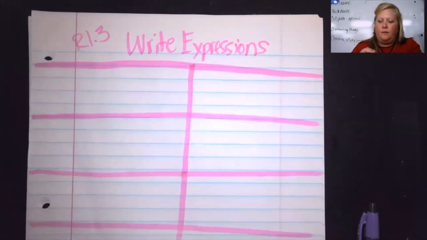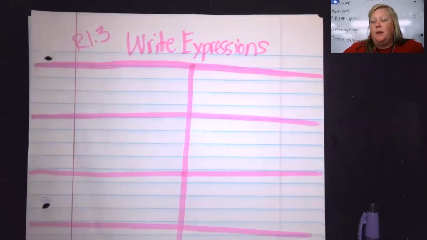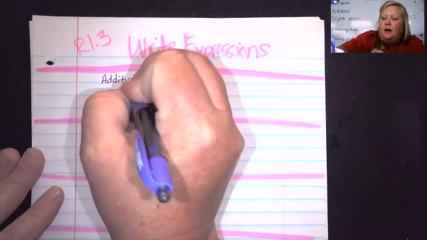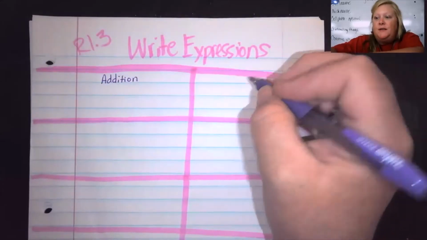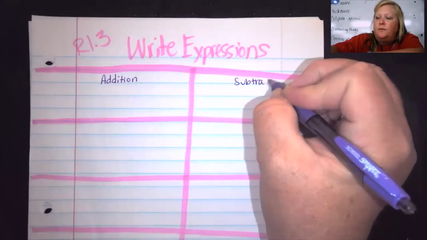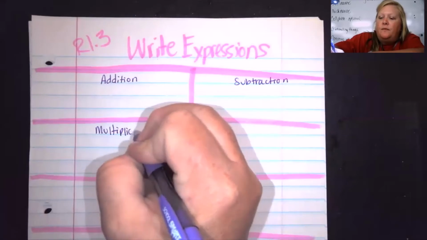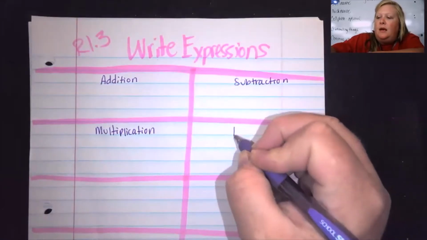Okay, so the big thing about writing expressions is being able to translate things verbally, taking and drawing pictures, so using those clues to those math words. So the first thing we're going to do is put our 4 operations: addition, subtraction, multiplication, and division.